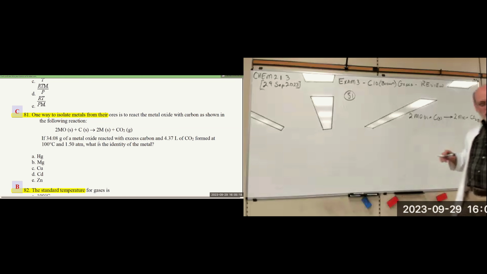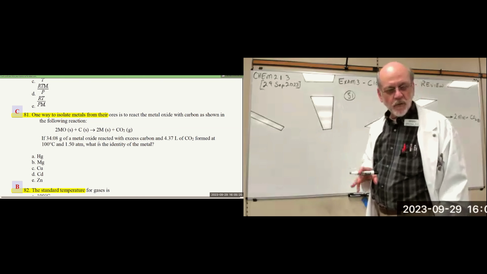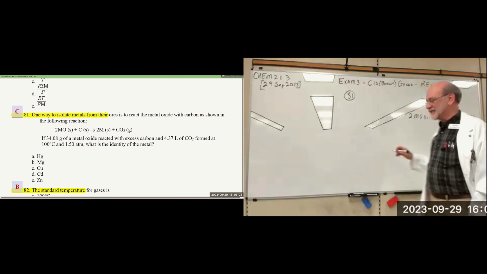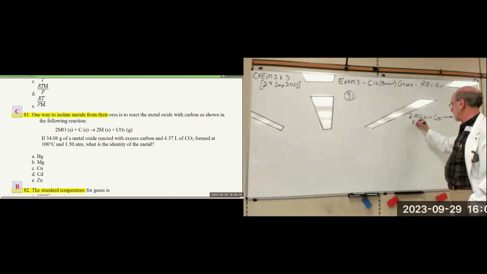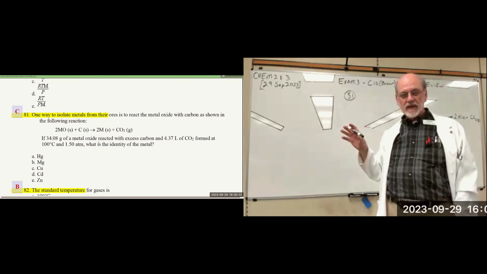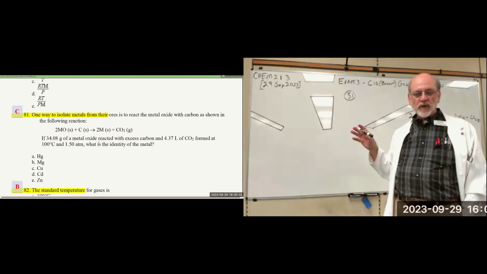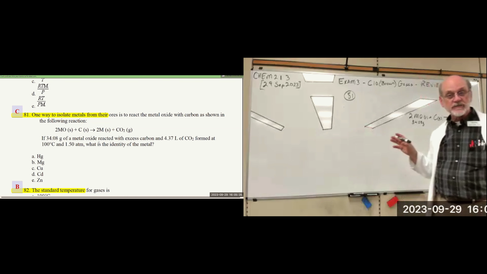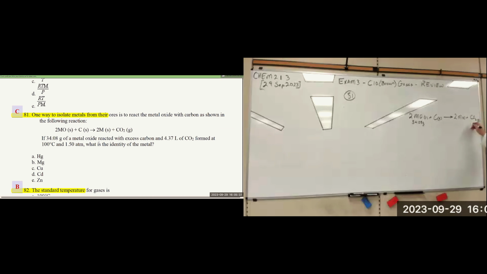Okay, what are we given? If 34.08 grams of metal oxide reacts with the excess carbon, and 4.37 liters of carbon dioxide is formed, 4.37 liters is formed at what condition? 100 degrees Celsius. So that's 373 K, isn't it?